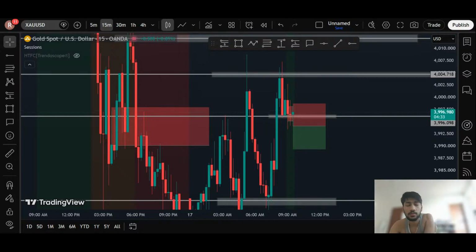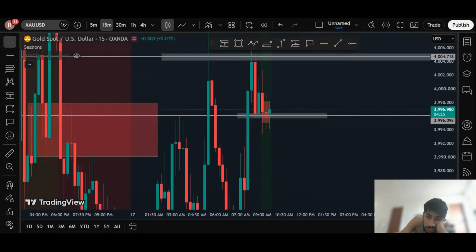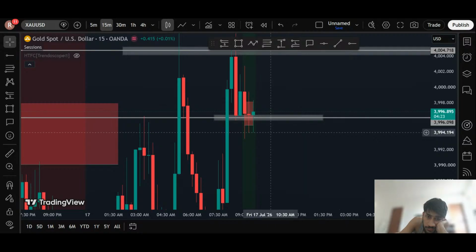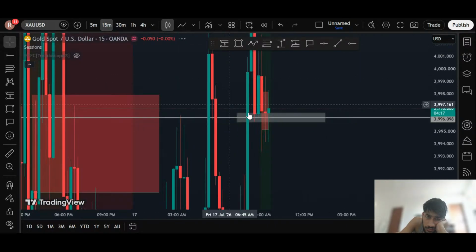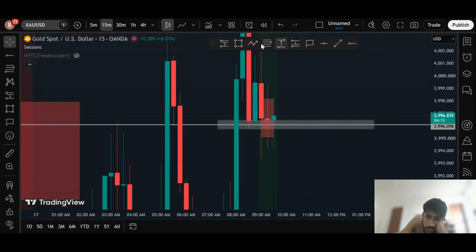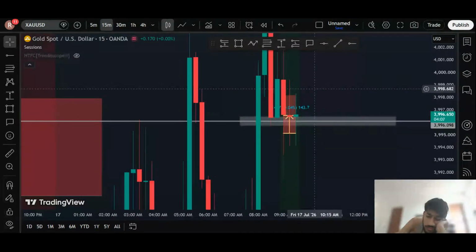Okay, guys, I would have managed risk over here. The only thing I could do was to manage risk over here. That would be great if I would have closed all of my positions when the candle closed back in the range. Instead of losing $80, I would have lost $20.